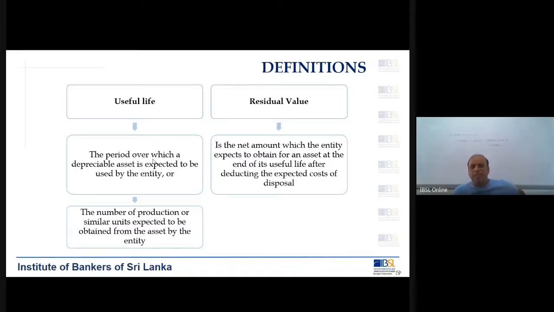So I have seen many of the companies today in Sri Lanka, after using the fixed asset for so many years, go out and donate it to various authorities like schools, charity organizations, and orphanages. So there are people who don't have access to these items, and they will go and donate it to those people.